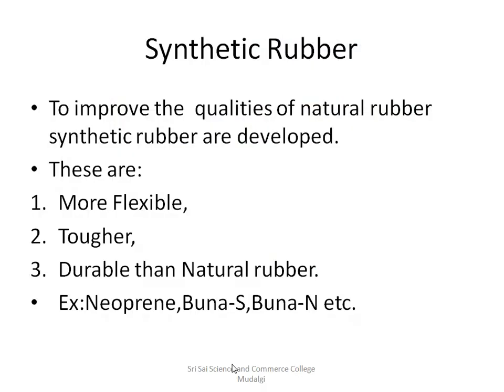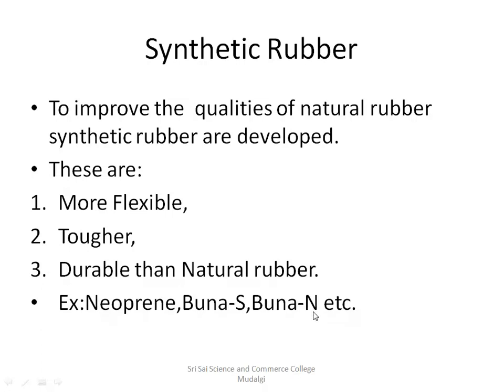As the name indicates, synthetic is nothing but man-made, or a slight modification of natural rubber to improve its properties. So synthetic rubbers are developed to improve the qualities of natural rubber. What are the advantages of synthetic rubbers over natural rubber? They are more flexible, tougher, and more durable than natural rubber. Examples of synthetic rubber include neoprene, Buna-S and Buna-N.